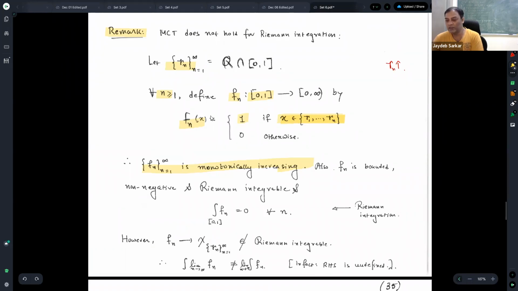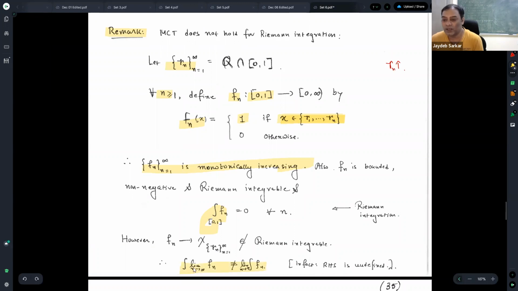And clearly, you know that if it is 0 everywhere except at finitely many points, then the Riemann integration, upper sum, lower sum straight away tells you the value of the integral is going to be 0 for all n, right? So the Riemann integral is 0. Now you ask, where does f_n converge? Well, f_n converges to precisely chi of the rationals, right? So the characteristic function of the rationals inside the 0, 1 closed interval, you know that's not Riemann integrable. So the limit function is not Riemann integrable, and hence this equality doesn't make sense at all.